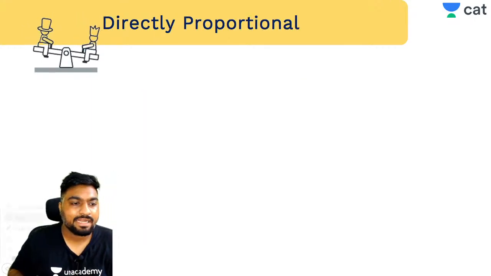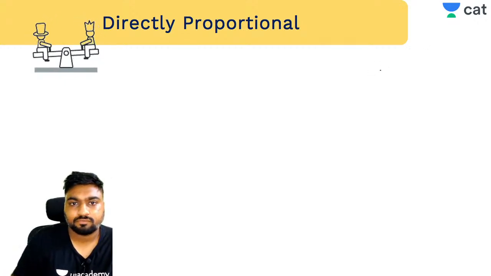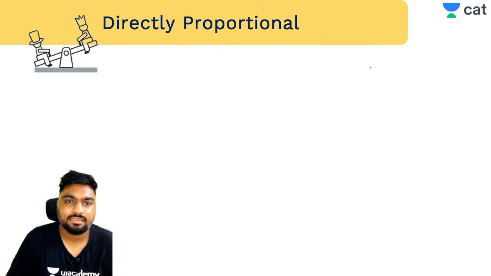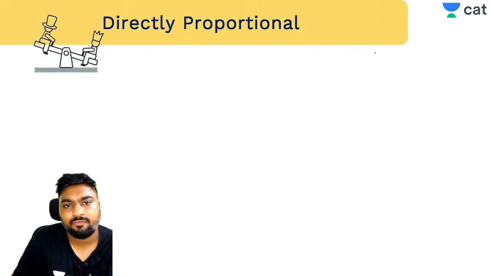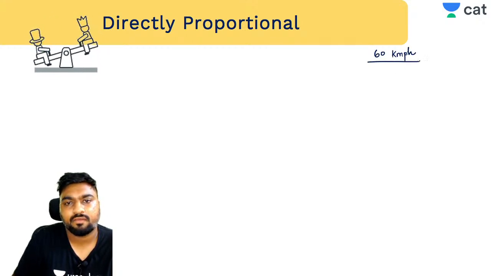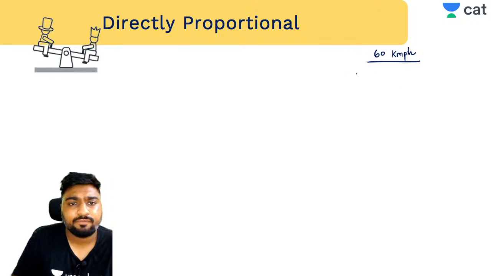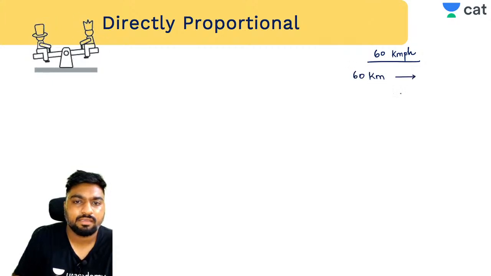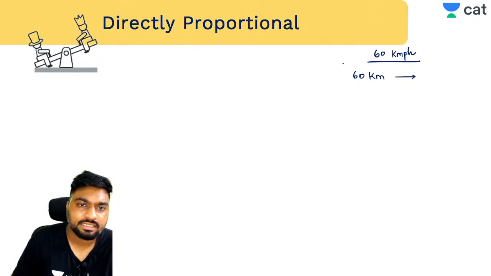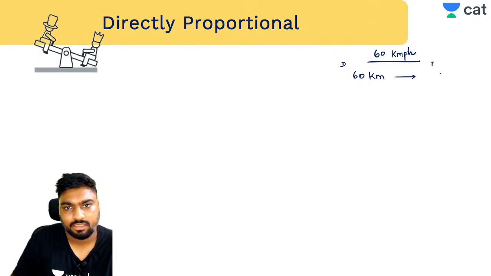Yes. So let's look at directly proportional first. For example, let's take time, speed and distance. Let's say if I am allowed to travel only at 60 kilometers per hour, my speed is fixed, 60 kilometers per hour. If I have to travel 60 kilometers, how much time will it take me? 1 hour. Correct?